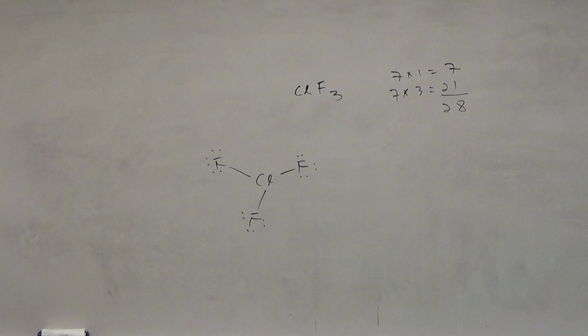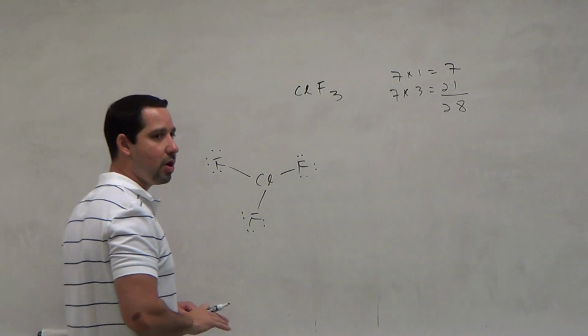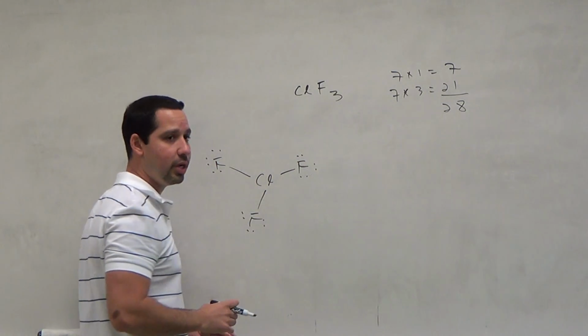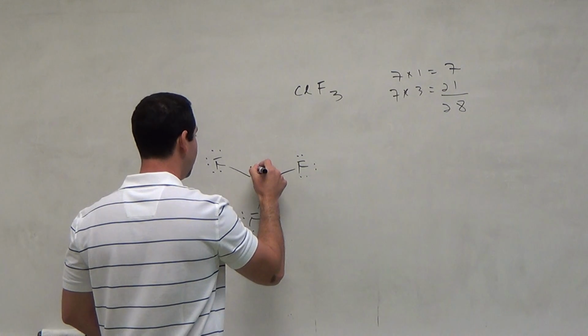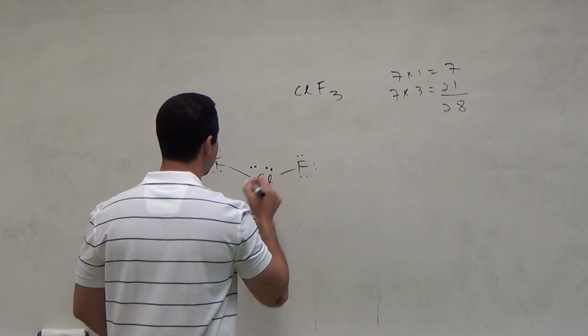So tell me, how many is that? 24. 24 so far, yes? I need how many to get to 28? 4 more. I am going to put the other 4 electrons in the central atom.